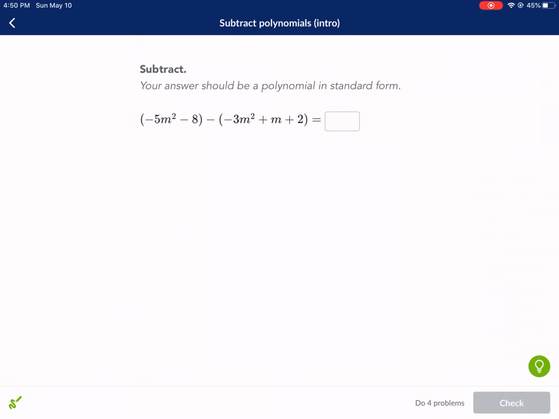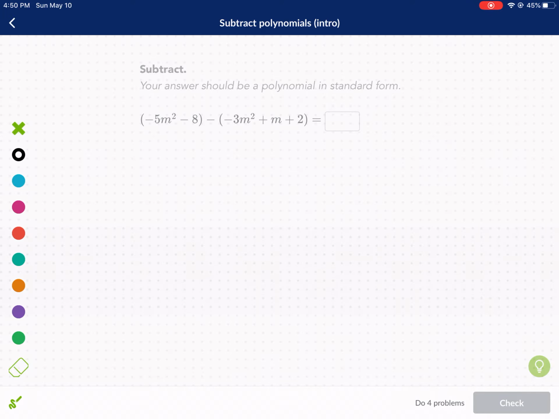Today we're going to be talking about subtracting polynomials. This is the intro. Hopefully you've already watched the adding polynomials intro, so let's go ahead and get started. So here we have negative 5m squared minus 8, subtracting negative 3m squared plus m plus 2.